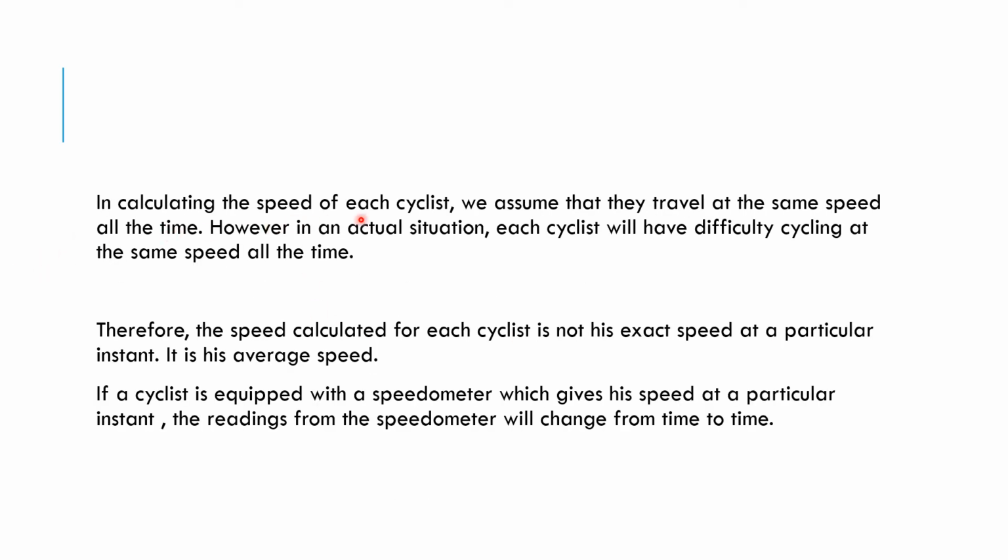Now, in calculating the speed of each cyclist, we assume that they travel at the same speed all the time. However, in an actual situation, each cyclist will have difficulty cycling at the same speed all the time. Therefore, the speed calculated for each cyclist is not his exact speed at a particular instant, it is his average speed. If a cyclist is equipped with a speedometer which gives the speed at a particular instant, the readings from the speedometer will change from time to time.